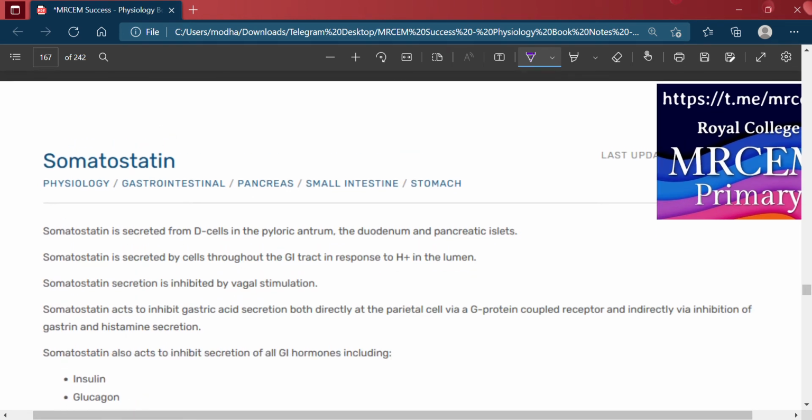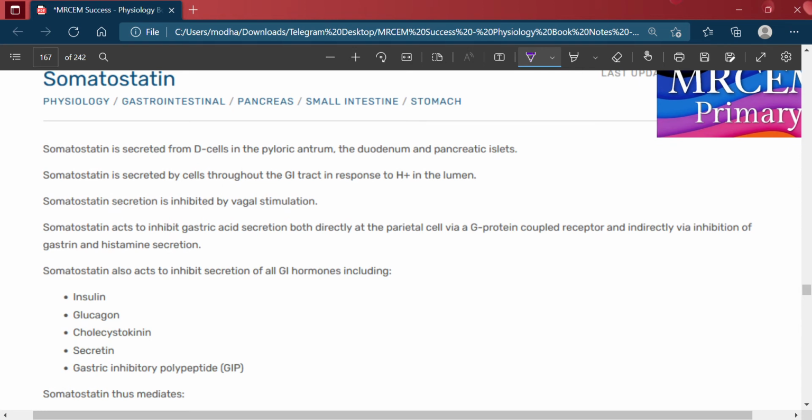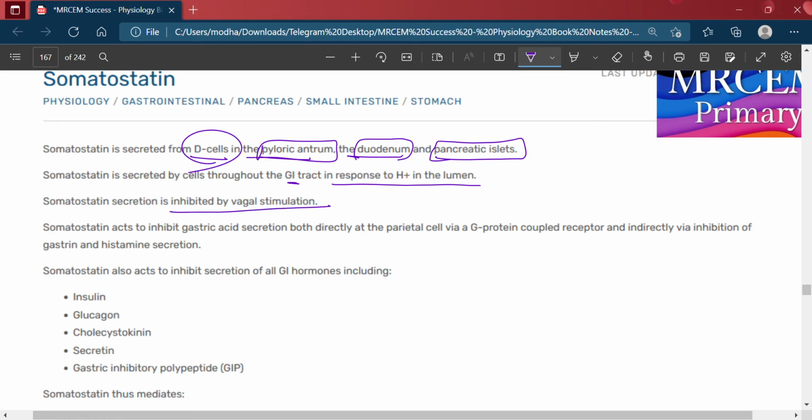Now we'll see somatostatin. Somatostatin is secreted from the D cells in the pyloric antrum, the duodenum and the pancreatic islets. Somatostatin is secreted by cells throughout the GI tract in response to H+ in the lumen. Somatostatin secretion is inhibited by vagal stimulation.